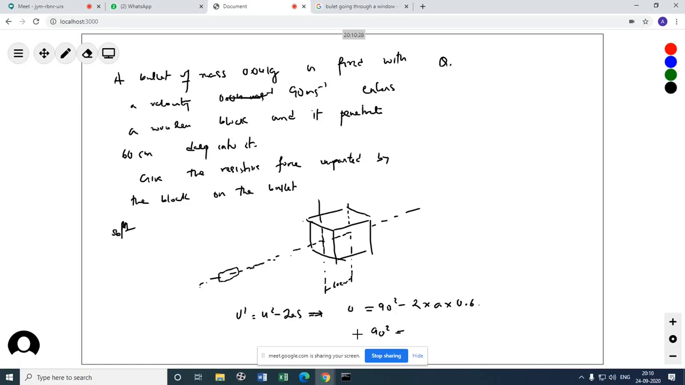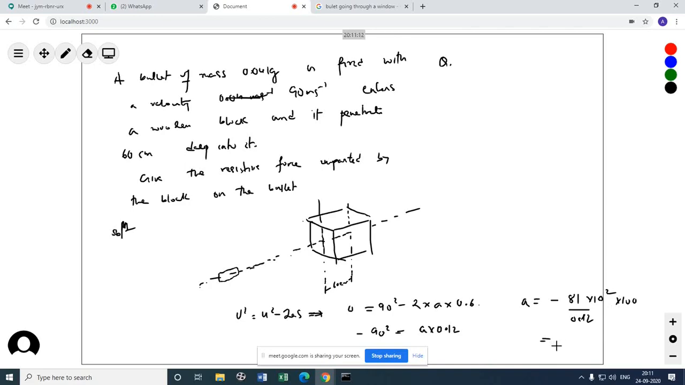So 90 square is equal to minus 2 into a into 0.12, and then 90 square is 81. So acceleration is coming minus 81 into 10 to the power 2 divided by 0.12. How much? It will be large.